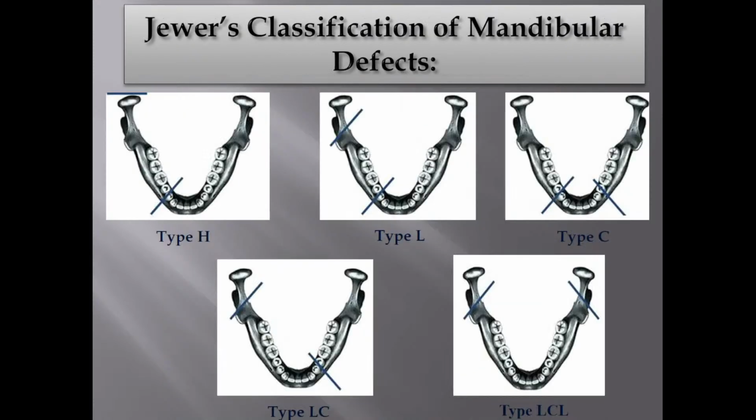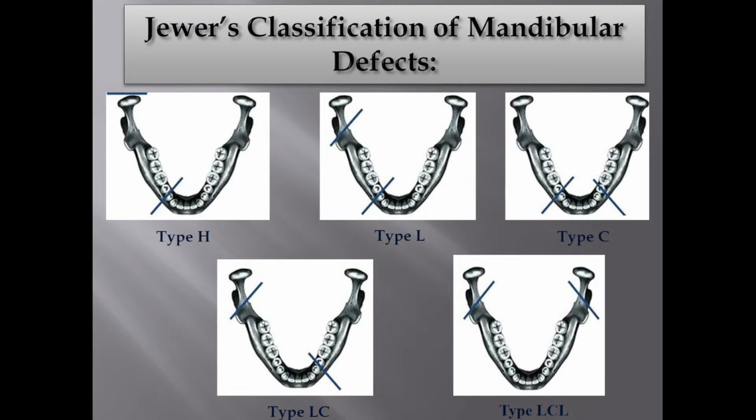The next classification of mandibular defects is Jewer's classification. You can see different types, and they are named by letters, and it's not difficult to understand. Let's start from C. It's a central defect of the mandible from canine to canine. Letter L is a lateral defect extending from the midline to the condyle, and you can see that the condyle is safe. And letter H is a hemimandibular defect including the condyle.